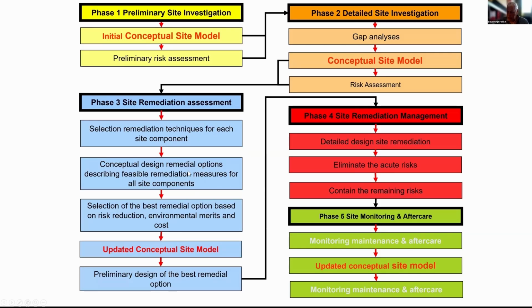Conceptual design, remedial options describing feasible remediation measures for all site components. Select the best remedial options based on risk reduction, environmental merits and cost. In this process, you have collected new information, so you update your conceptual site model, and then make a preliminary design of the best remedial option. Then it goes to phase 4, the remediation management: detailed design of the site remediation, eliminate acute risk, contain the remaining risks, and then it comes to the monitoring and aftercare if you have remaining risks.